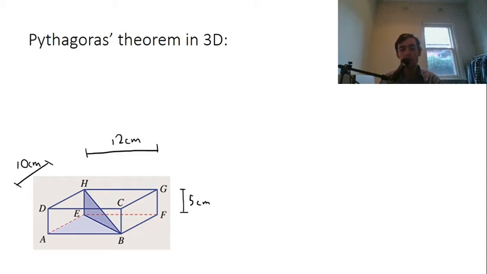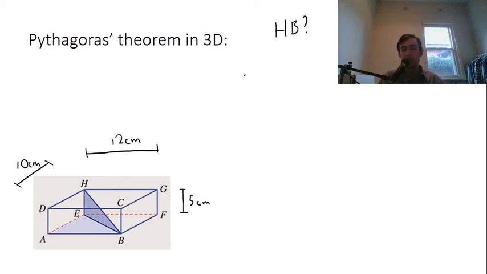All right. And what if we have to find the length HB? Now, you can see we've got a triangle here, right? We've got HB on one side, we've got HE, and we've got EB. And even though you have to really think about this, it's in 3 dimensions, this is still a right-angled triangle. Okay, so can we work this out?